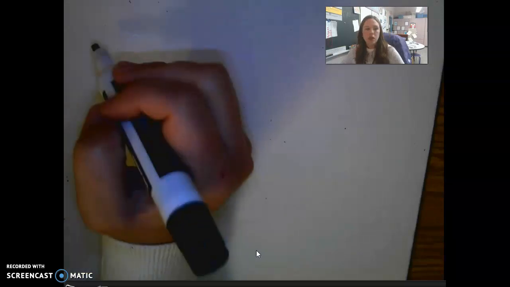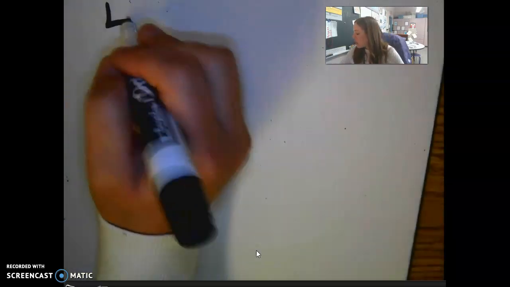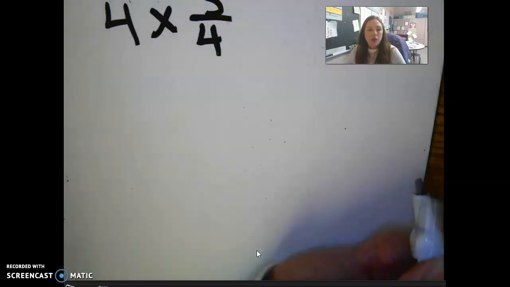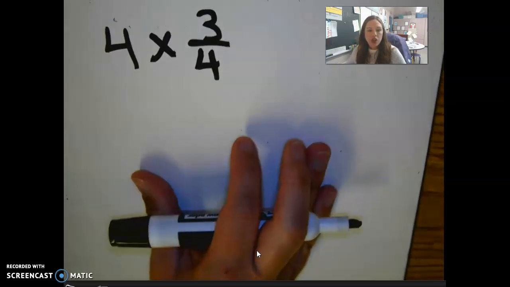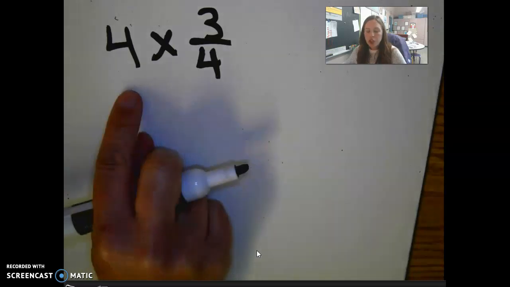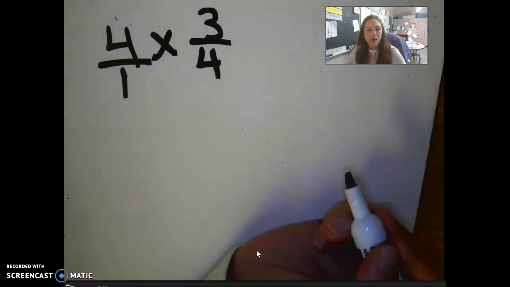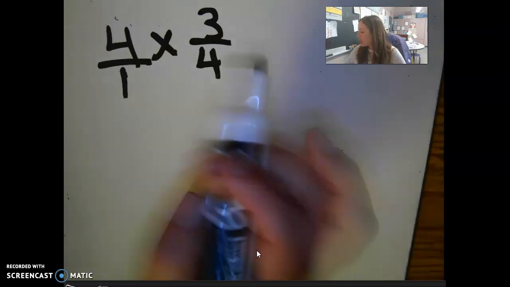Okay, now let's solve some of these problems mathematically, which is what your practice is going to be today. So our first one is 4 times 3/4. The first thing we need to do is change our whole number 4 into a fraction. How do we do that? We put our fraction bar and a 1 underneath. And now we can just multiply across.